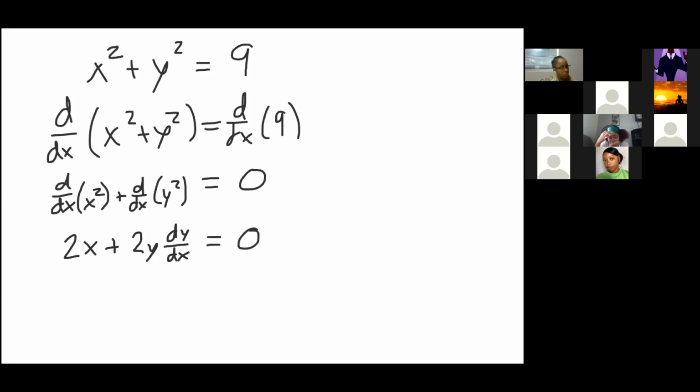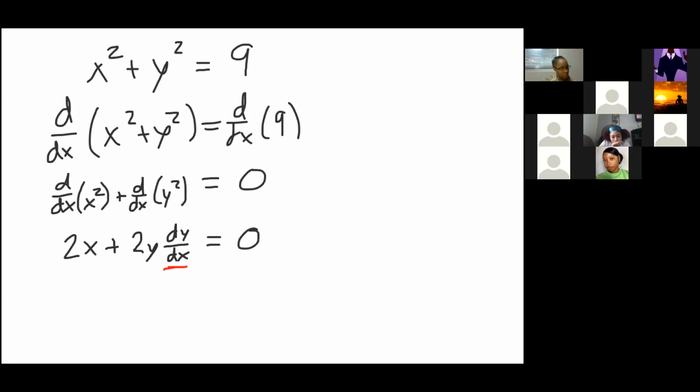So this leaves me with the equation 2x plus 2y times dy over dx is equal to 0. So if you got to this part, you did the implicit differentiation correctly. So that's a check mark right there. But the goal of this problem was to find dy dx, figure out how y changes with respect to x, which means that I need to solve for dy dx, i.e. get it on one side by itself and then have everything else on the other side.